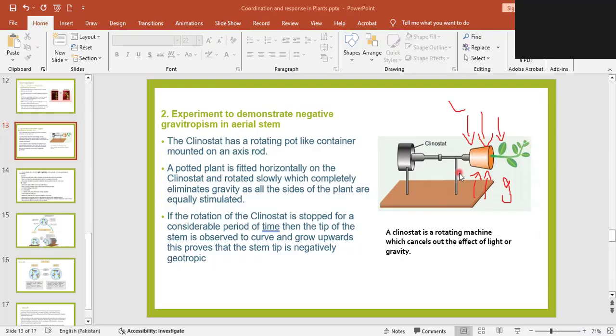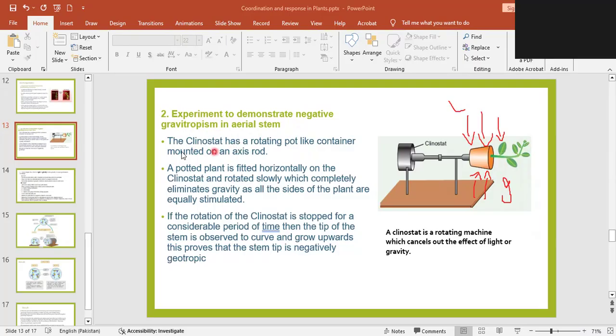What if I stop it and allow the plant to stay in the same horizontal position? What will happen then? What will be the direction of the shoot now? Will it grow straight? Will it go downward? Will it go upward? This is actually the purpose of the experiment. So, experiment to demonstrate negative gravitropism in the aerial stem.